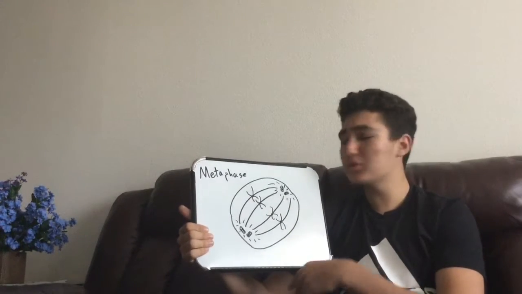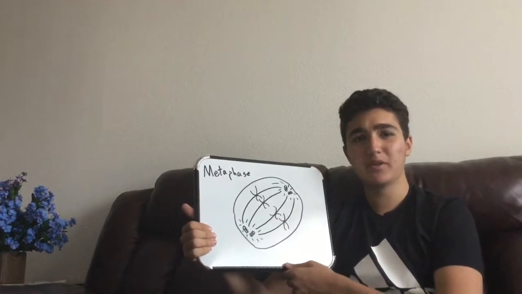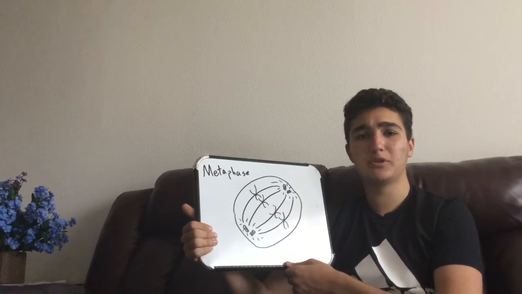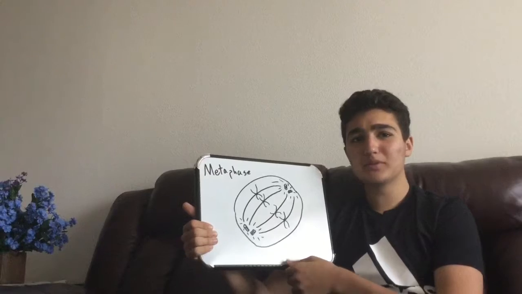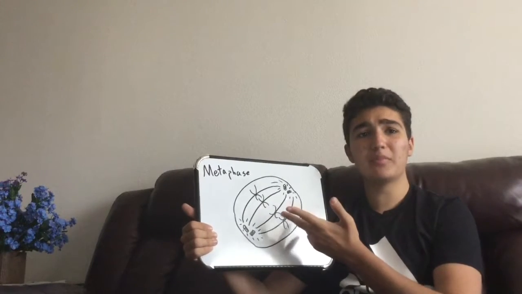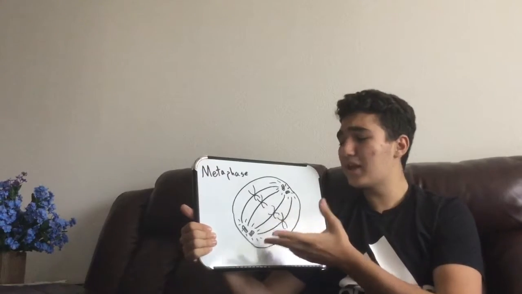Once prophase is completed, metaphase begins. During metaphase, chromosomes line up across the center of the cell. Each chromosome is connected to a spindle at a point called the centromere. Once all the chromosomes line up exactly in the middle, which is called the metaphase plate, anaphase can begin.